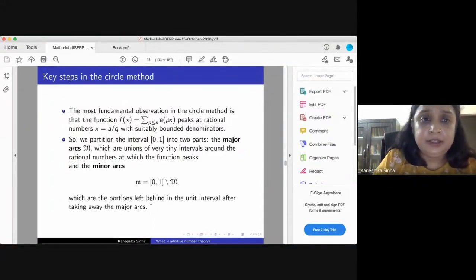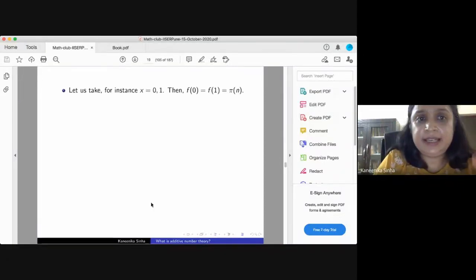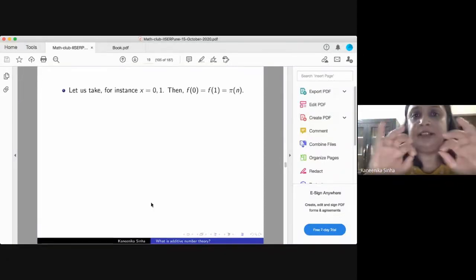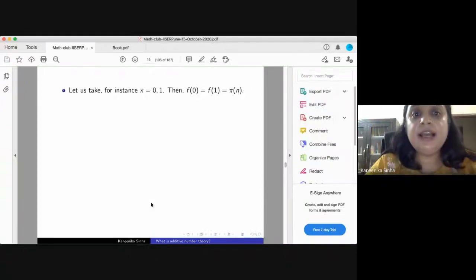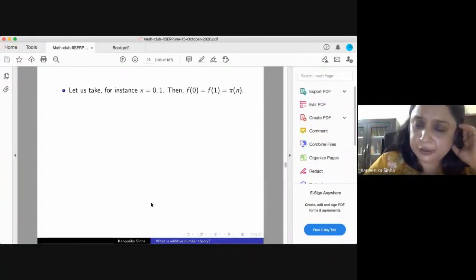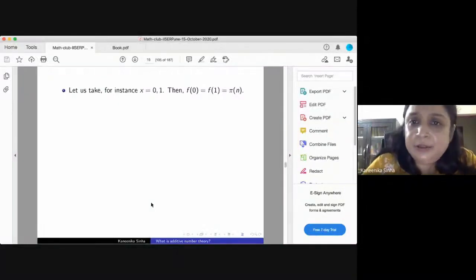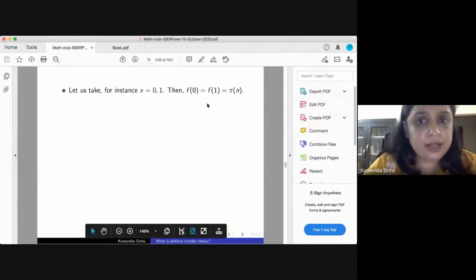So even before doing the major arc, minor arc differentiation, let's try to evaluate the function at certain values of x. Let's take x equal to 0 or x equal to 1. So you have e of p times 0 or e of p times 1. They are both equal to 1 for each prime p. Therefore, f of 0 and f of 1 is the number of all prime numbers up to n.